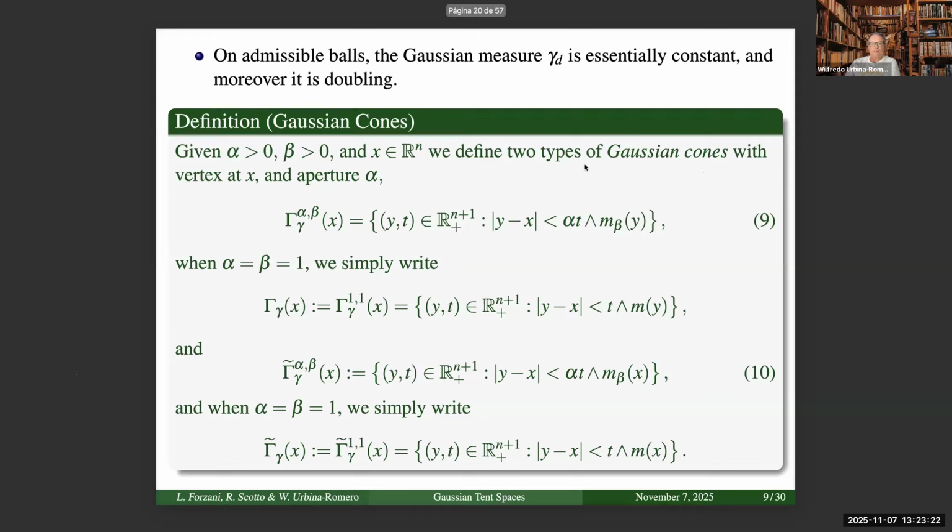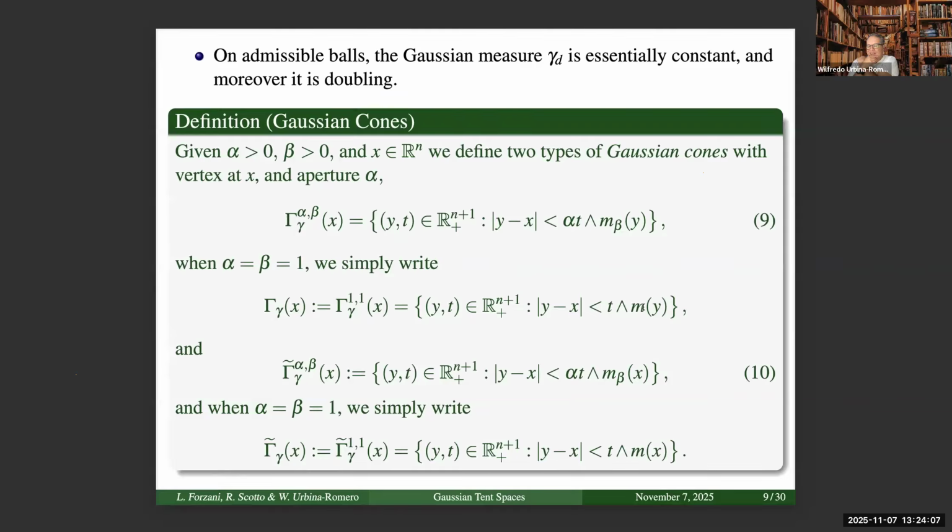These are the Gaussian cones, of this type. You have y minus x, let me just do the one, x minus y is t times the infimum m of y. This was the initial Fefferman-Stein type of cones. This is what we call the pencil-like cones, and there is a picture in a minute.